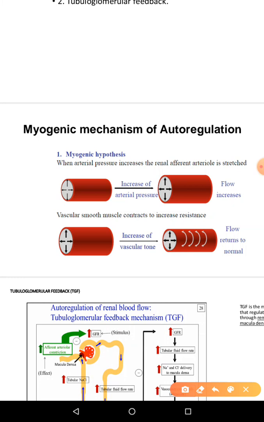So from this diagram, what can we see? When arterial blood pressure increases, the renal afferent arteriole is stretched. Increased arterial pressure, flow increases. But what happens to the vascular smooth muscles? There is increase of vascular tone, that is constriction. And then when the lumen diameter reduces, the flow will return to normal. So that is the myogenic hypothesis.